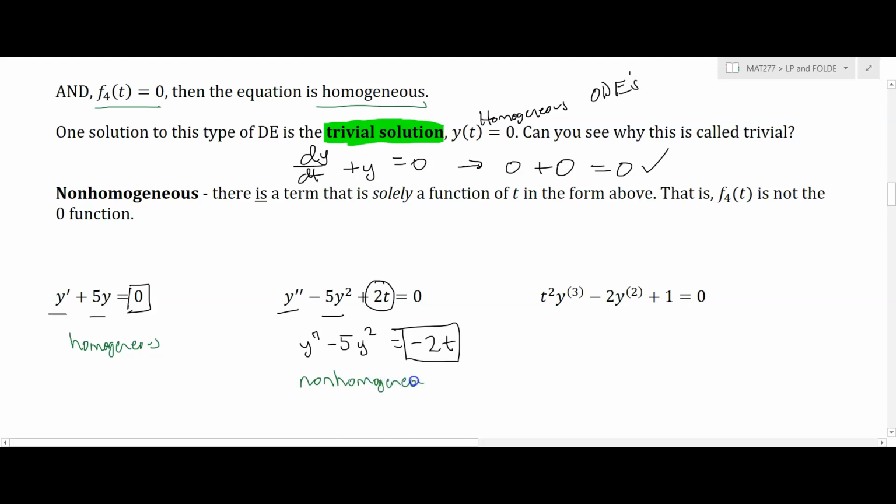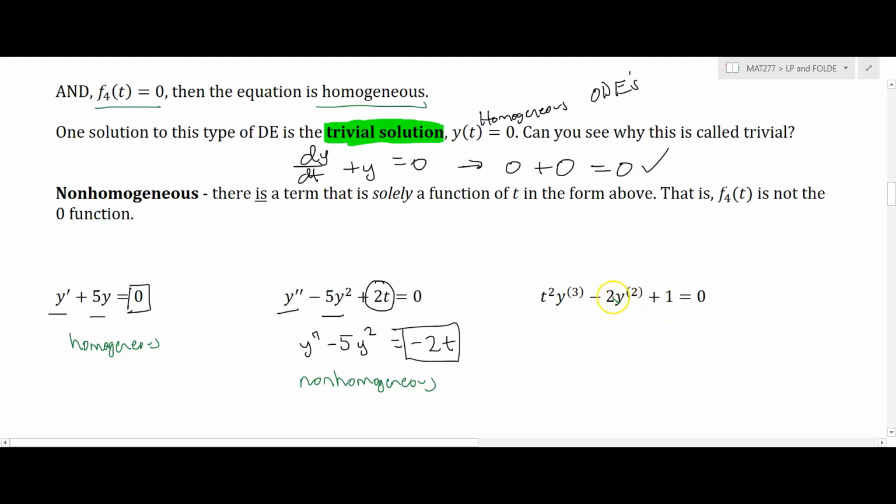So you might need to rewrite it a little in order to see this. Here I've just written it differently, to get you comfortable with the notation: t squared times the third derivative of y minus 2 times the second derivative of y with respect to t plus 1 equals 0. This would be considered a linear equation because there is no term involving y, and the highest derivative is 3, so this would be third order.